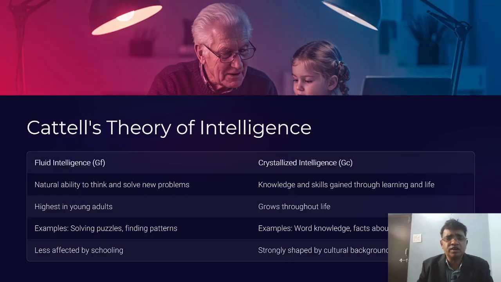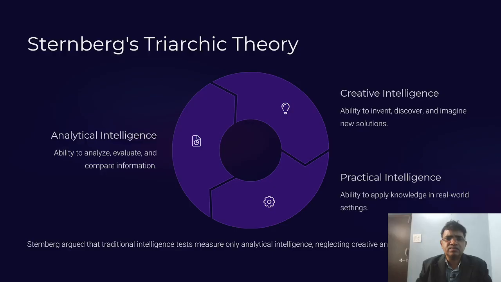It is less affected by schooling. That is fluid intelligence. Then crystallized intelligence: knowledge and skills gained through learning and life, which grows throughout life. Examples: word knowledge, facts about the world, strongly shaped by cultural background. So these are about Cattell's theory of intelligence.